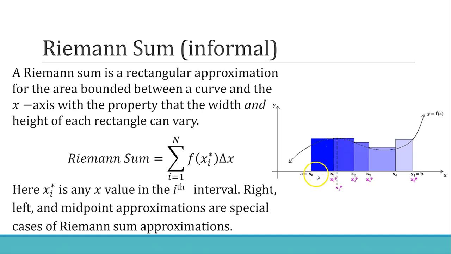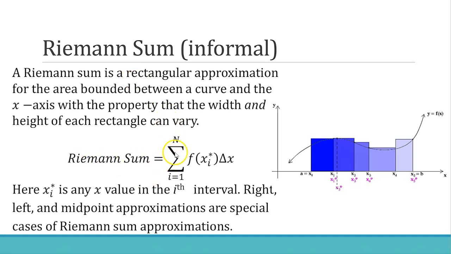But what we could do to get an approximation is use rectangles but change the width and the height of each and every one so that we get a pretty good approximation using rectangles. We can choose the right endpoint for one and then maybe the midpoint for another one. So those are in general called Riemann sums. So our rectangular sums using right, left, and midpoint are like special cases of Riemann sums.